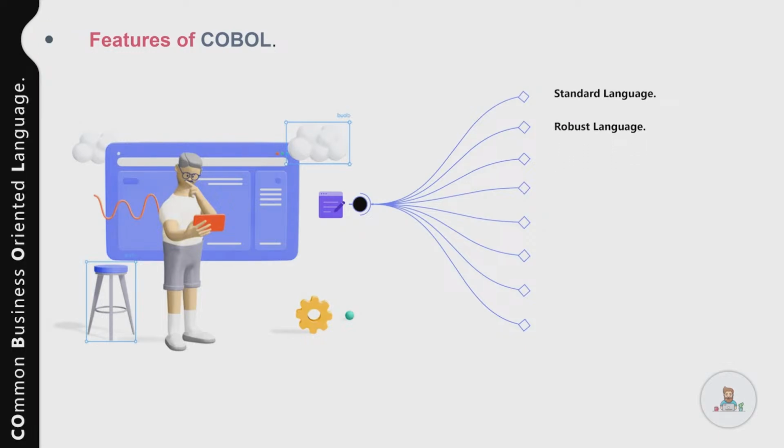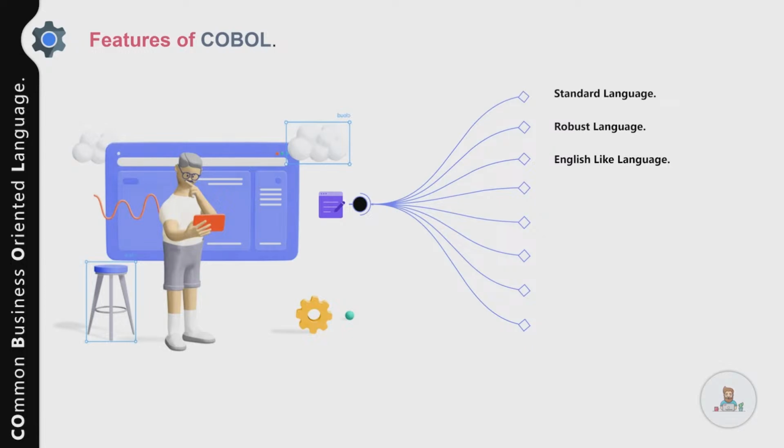The second one is robust language. COBOL is a highly robust programming language. This means that there are a number of testing and debugging tools available for COBOL programs on almost all kinds of computing platforms. These tools are developed by different third-party vendors based on the ANSI directives. Third one is English-like language.